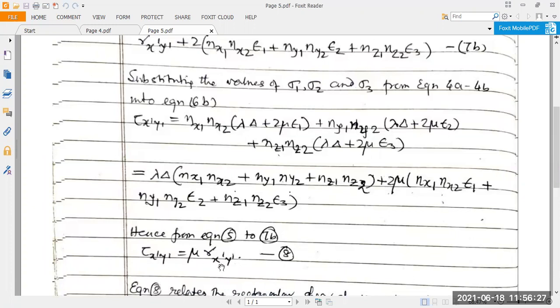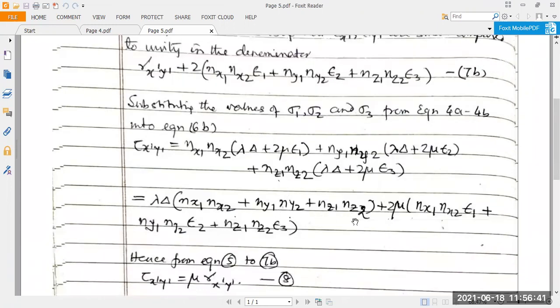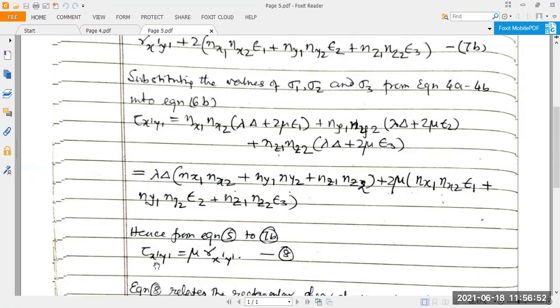the tau xy, we are just replacing the full matter here. From here, we are replacing the matter here. And where nx1, nx2, ny1, ny2, etc., these are all eliminated as they are equal to 0. We have this proportional here. So this portion again becomes 0, and this portion is equal to mu times gamma x dash y dash. So thus tau x dash y dash is equal to mu gamma x dash y dash itself.